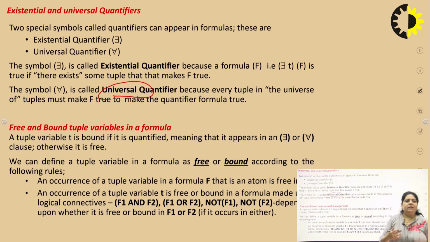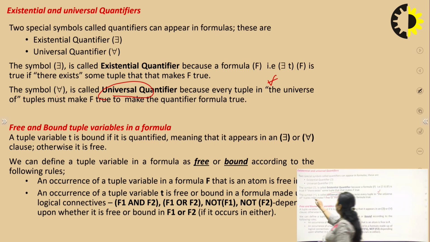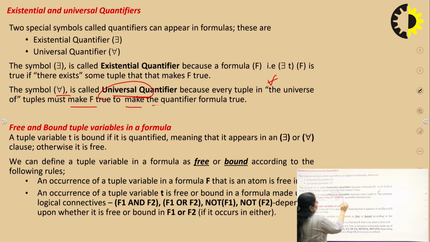Universal quantifier states the for all condition, and we are using the operator that stands for all. So this symbol for all is called universal quantifier because it will fetch every tuple in a relation, to make F true and make the quantifier formula true.